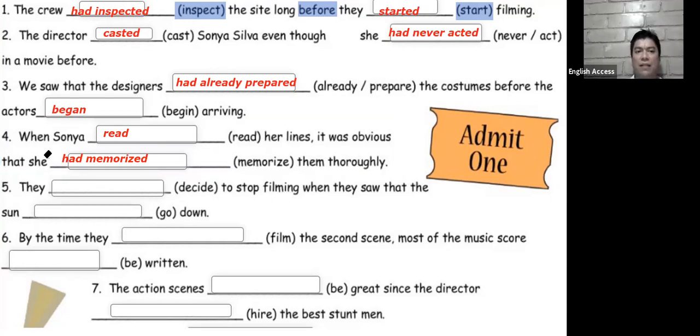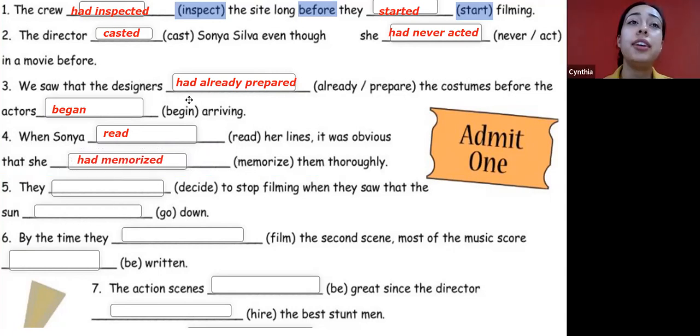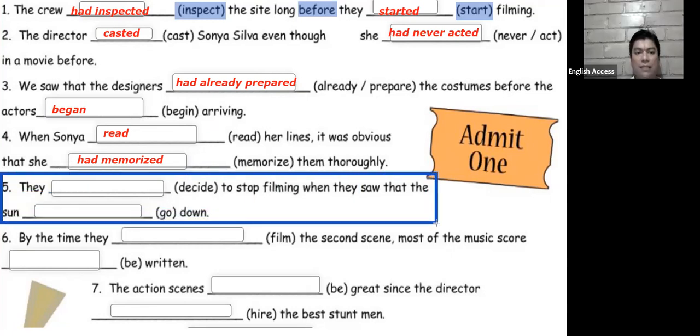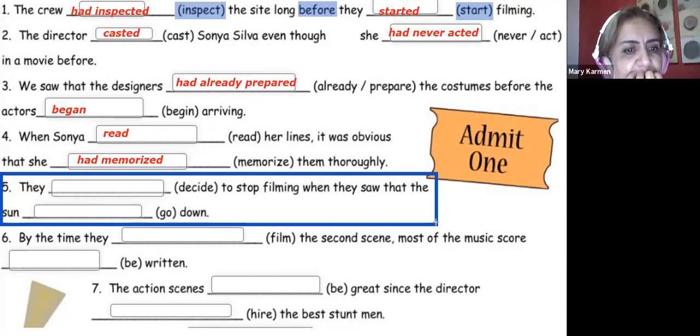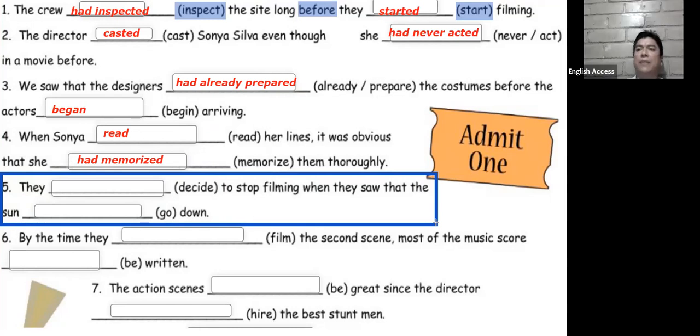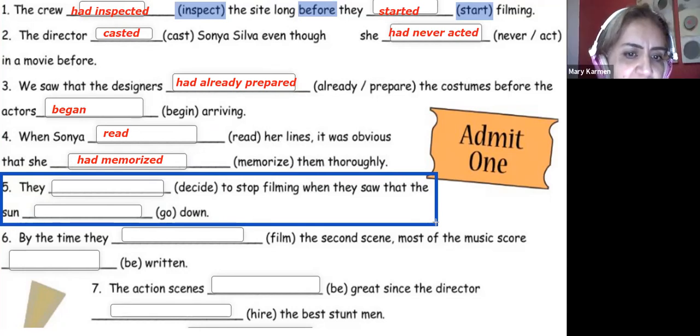Okay. A couple more volunteers. They had decided to stop filming when they saw that the sun went down. Hold on a second. Please work with somebody else. Who wants to work with Cynthia? Go ahead, Mari Carmen. Mari Carmen and Cynthia, talk to each other and solve number 5, please. They had decided to stop.